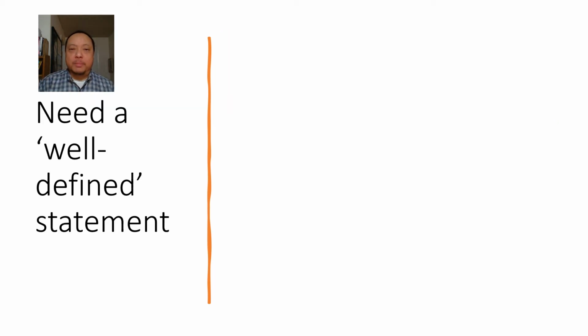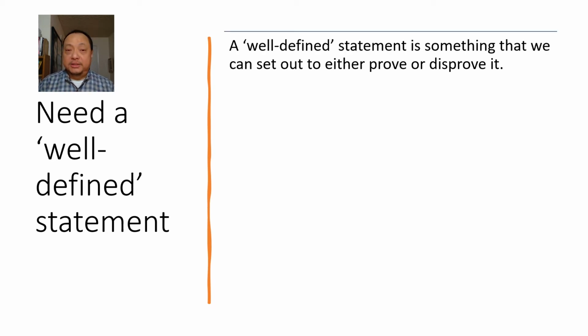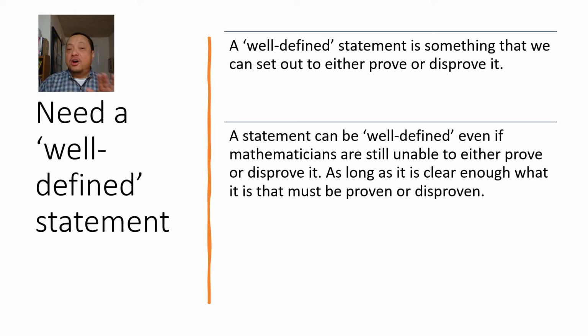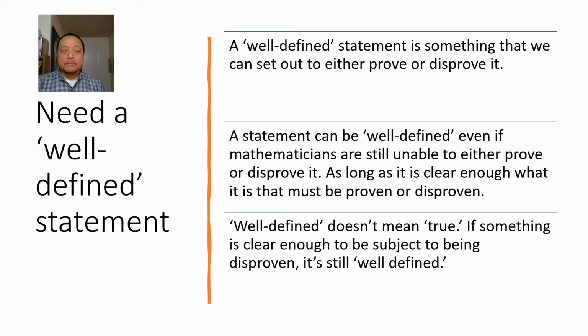Now, on to another topic. When you make a statement to be proven, it must be well-defined. A well-defined statement is something that we can set out to either prove or disprove. This does not depend on whether we're capable of proving or disproving the statement. A statement is well-defined as long as it's clear enough what it is that must be proven or disproven. Well-defined also doesn't mean true. It can be false. If it's clear enough to be disproven, it's still well-defined.